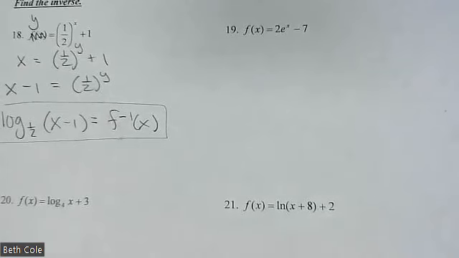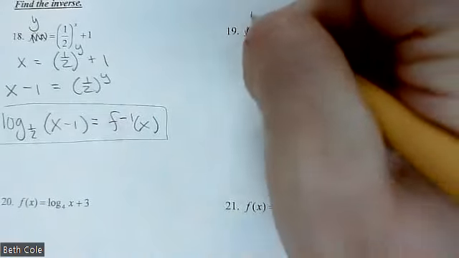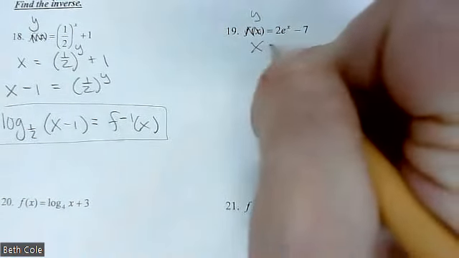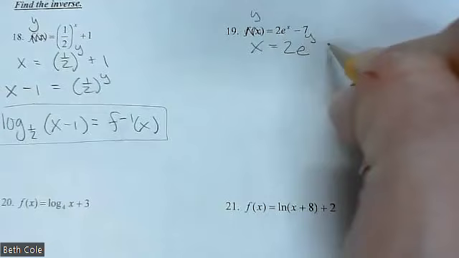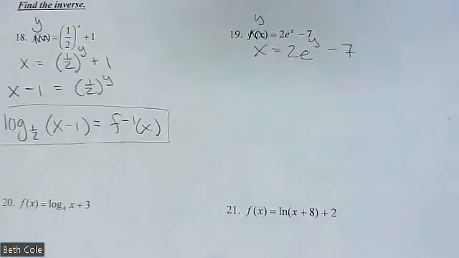Do you see how this next one says E in it? What's the answer going to have in it? ln. Scribble out f of X, put Y, switch X and Y. X equals 2e to the Y minus 7. You're not stuck yet, but when you get stuck, your question is, what's the base?